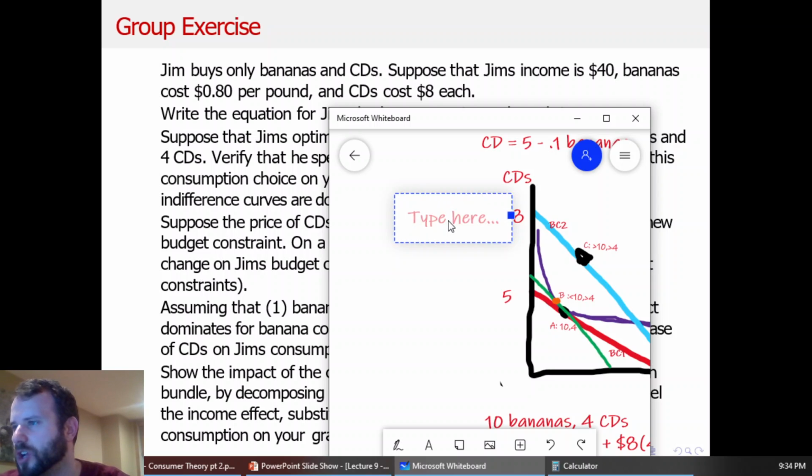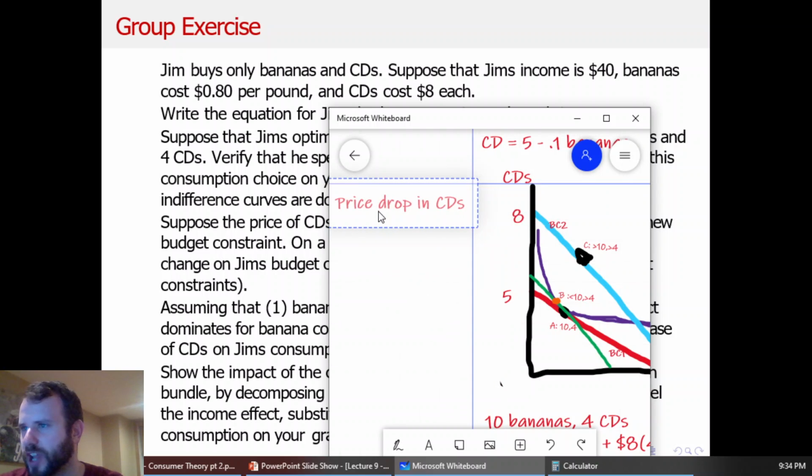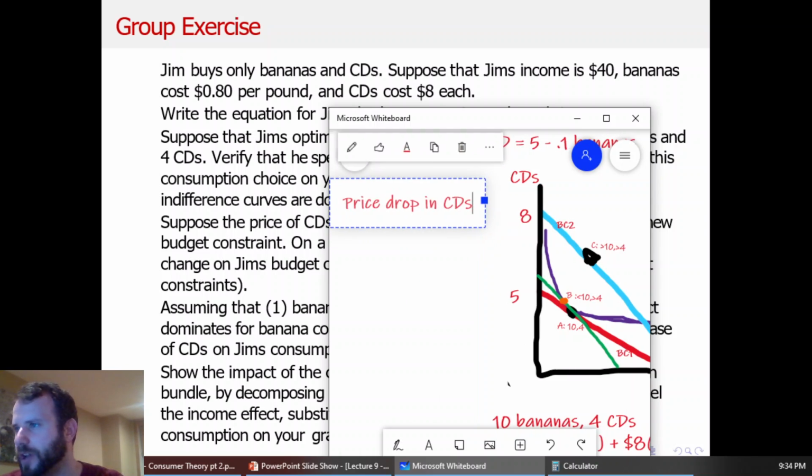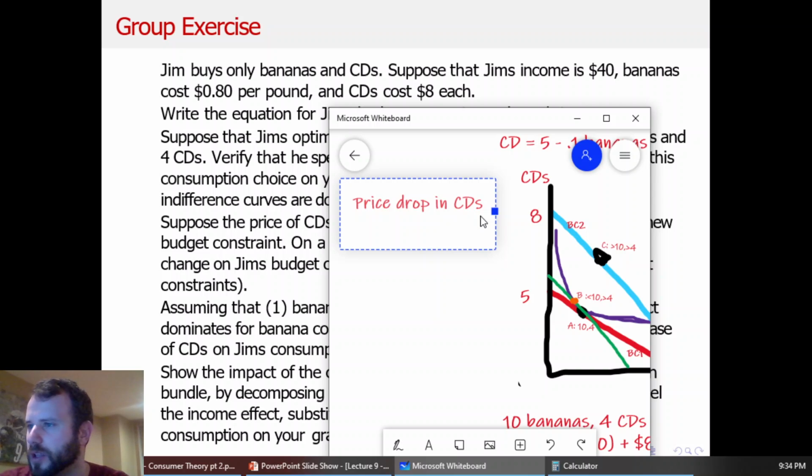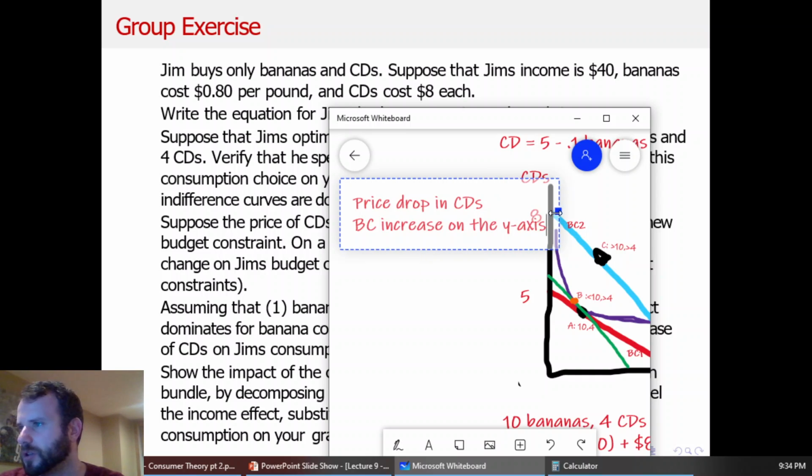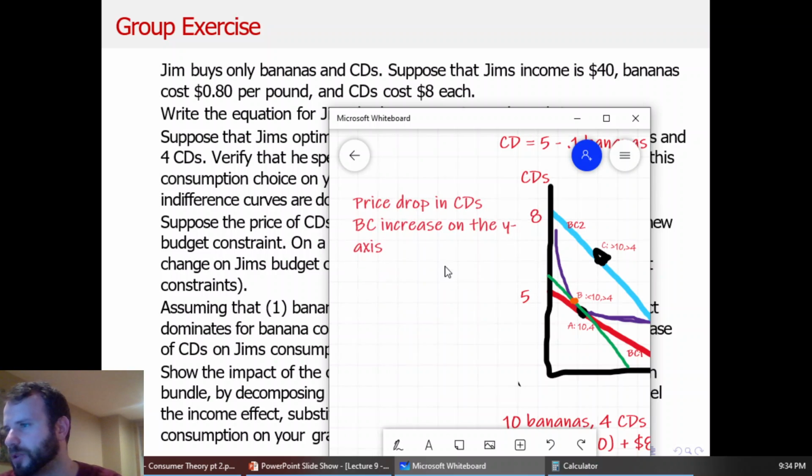We had a price drop in CDs, which should happen because CDs are now obsolete. This led to a budget constraint increase on the y-axis. I'm going to make the text on here a little bit smaller so we can see the whole graph here.